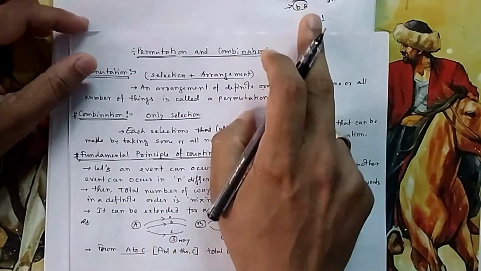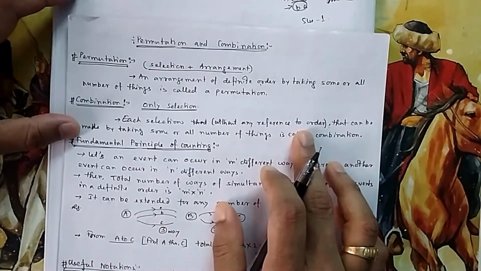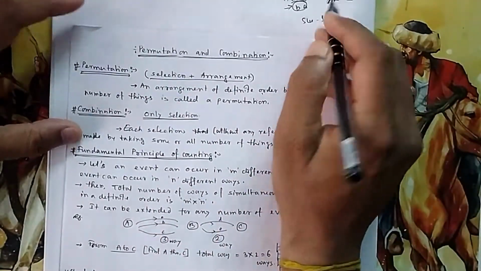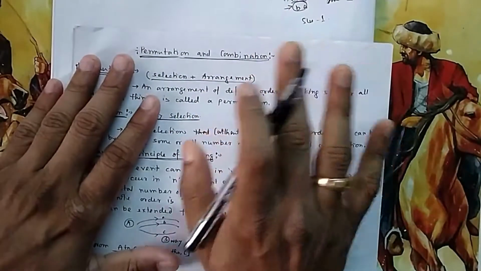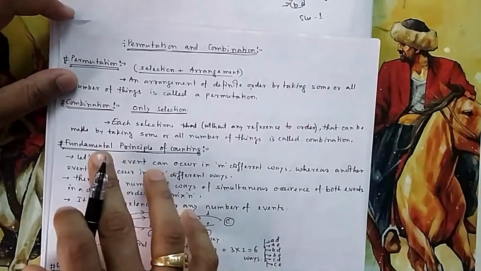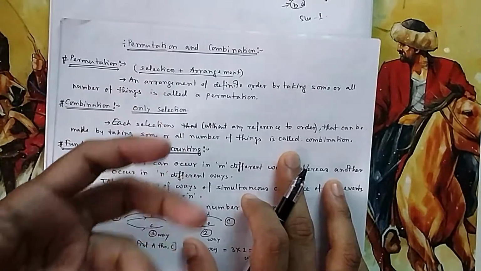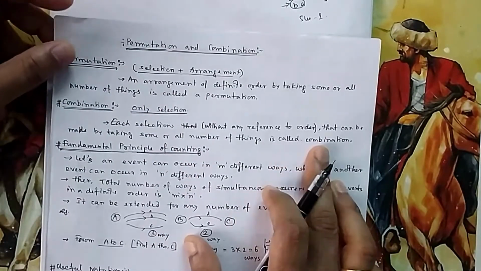That means you are doing only selection, no arrangement. So each selection is made without any reference to order. There should not be any reference to order, which one is first, which one is second, that doesn't matter. You just select. That can be done by taking some or all of the number of things. You want to take 3 items out of 10, or you can take 10 out of 10. That is known as combination.